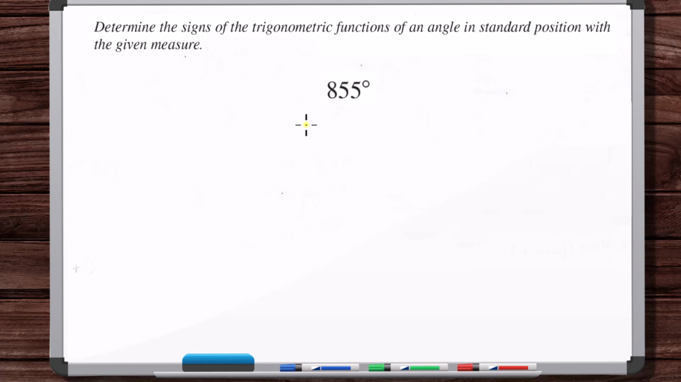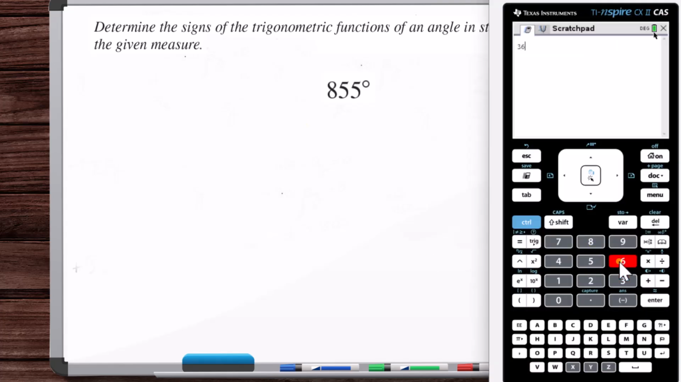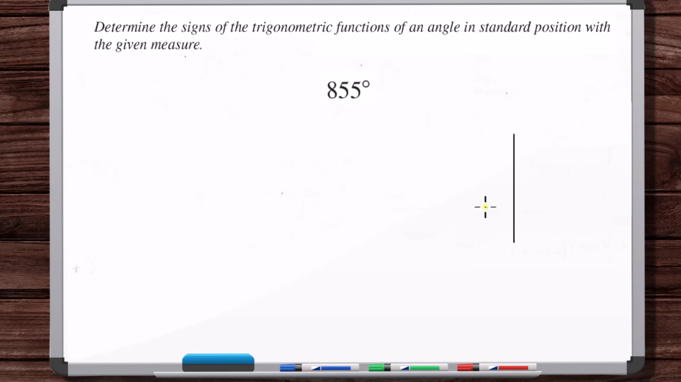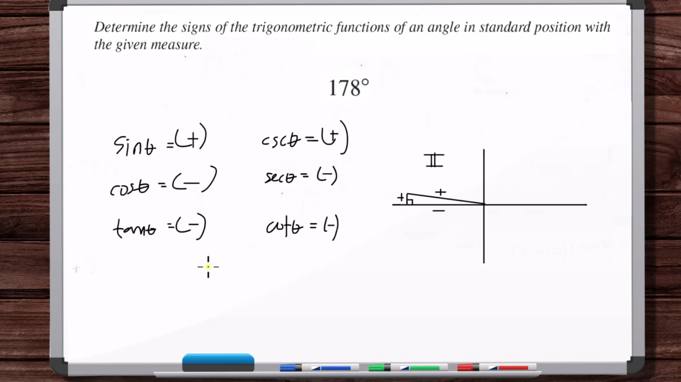Okay, 855. Let's see what angle this corresponds to between 0 and 360. What angle is this coterminal with between 0 and 360? So 360 times 2, so 720. 855 minus 720 is 135. So we're in the second quadrant. Somewhere in the second quadrant. Positive, positive, negative. Well, actually, since we know it's the second quadrant, it's going to be the exact same answer as this. Right? Once you determine the quadrant, then the signs of the trig functions are fixed. So this is the answer.